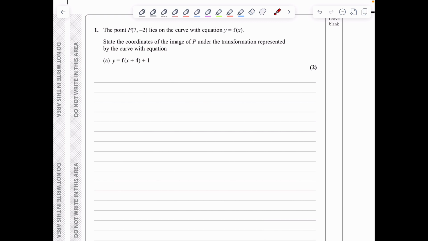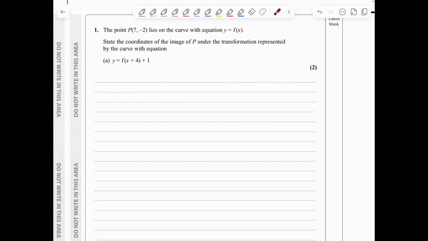In question 1, we've got a point with coordinates (7, -2) on the curve y = f(x), and we need to state the coordinates of the image of this point when y = f(x + 4) + 1. Well, let's consider the two transformations which are affecting the graph here.